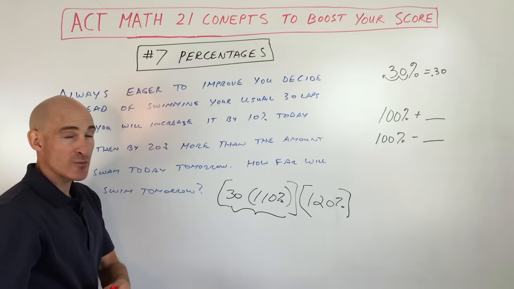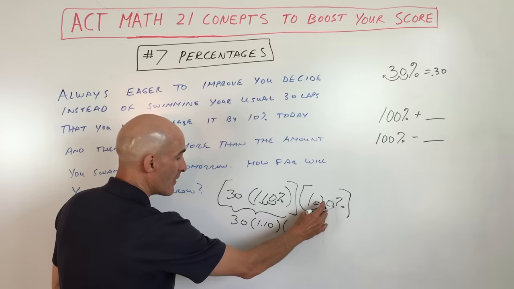We're going to convert the percent to a decimal. So this is 30 times 1.10. I'm just moving that decimal point two to the left. And then we're multiplying this whole quantity times 120%, which is 1.20. Now let's go to the calculator.